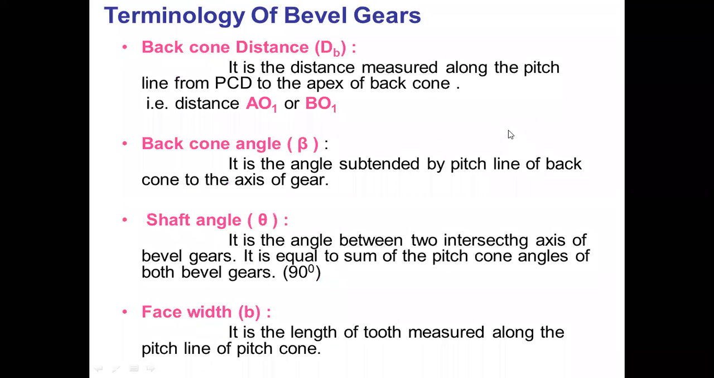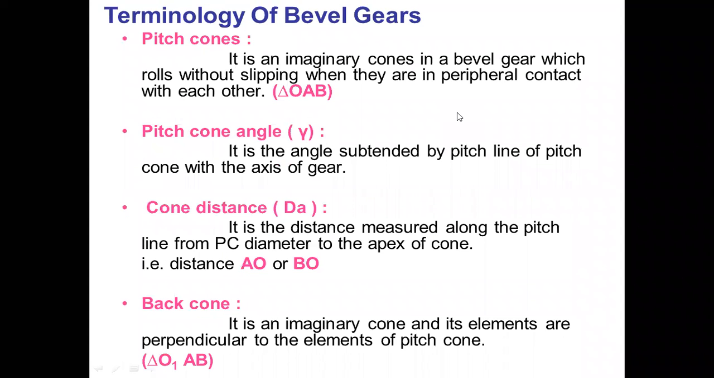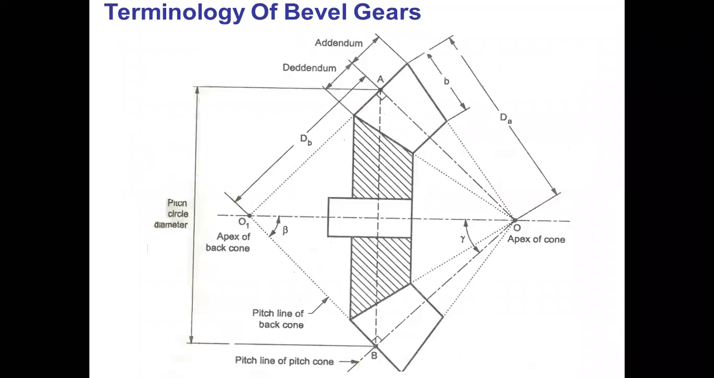The next terminology is back cone angle. It is the angle subtended by a pitch line of the back cone with the axis of the gear. It is similar to the pitch cone angle. Here the back cone angle is here.